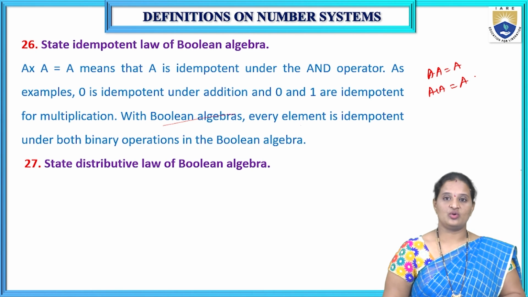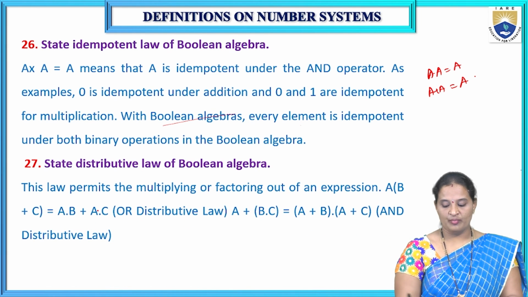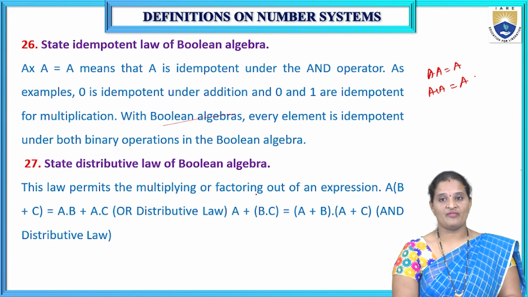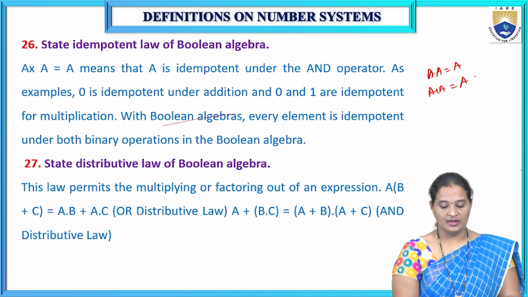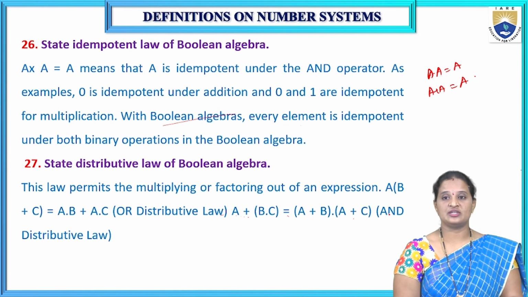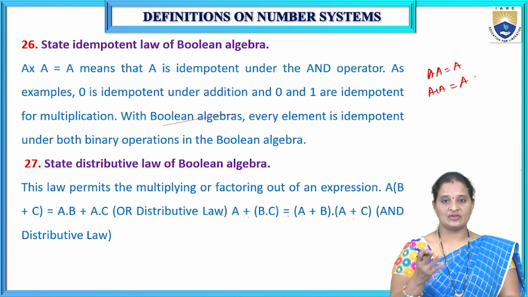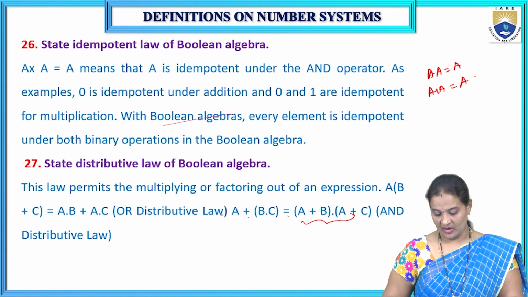Now the distributive law. You all know the distributive law, you might have come across this in mathematics. The distributive law permits multiplying or factoring out of an expression. So A into B plus C is equal to AB plus AC. Or, according to the distributive law, A plus BC is equal to A plus B into A plus C. So that means we have the AND operator as well as the OR operator, but we can interchange the AND and OR operator using this distributive law.